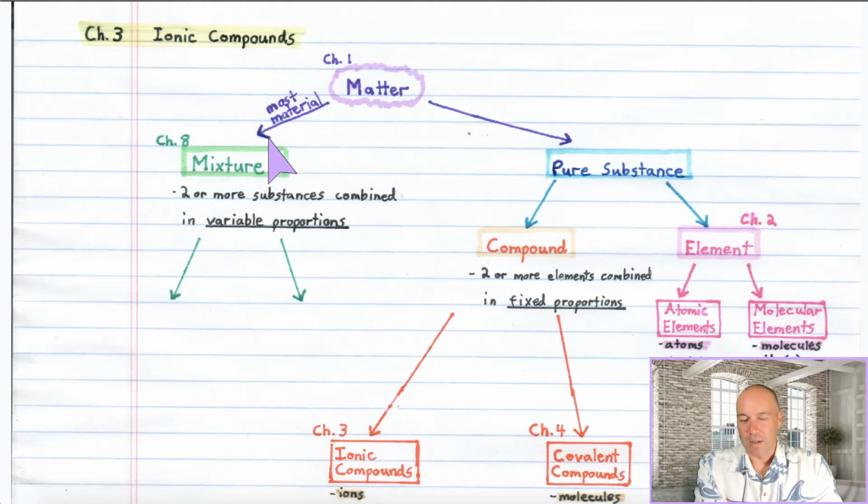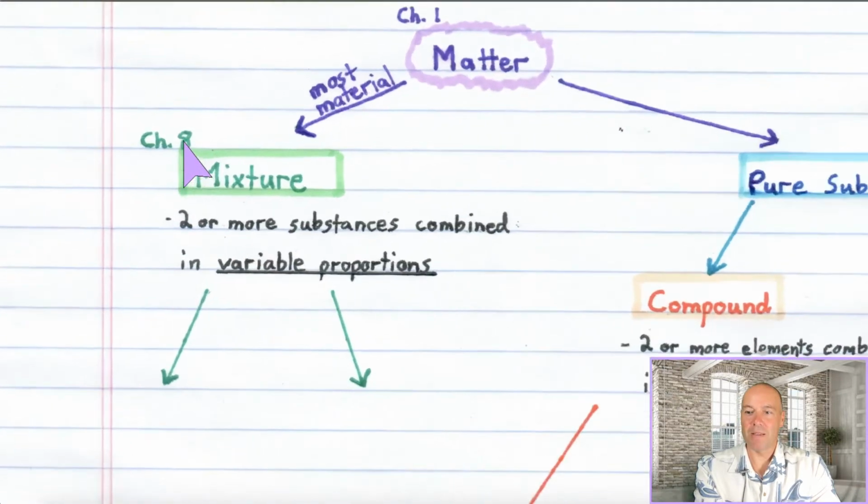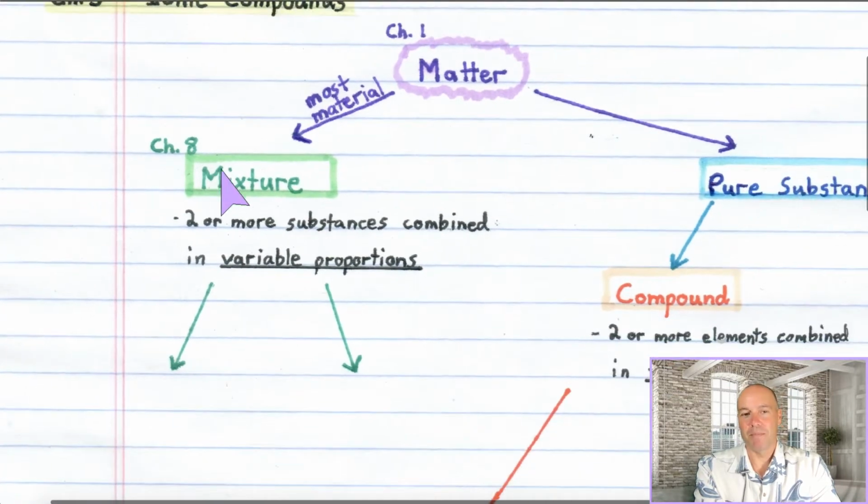If you take dirt, for example, and you take a walk outside, you scoop up a pile of dirt, there are probably hundreds of different substances in the dirt. And mixtures, we'll talk more about them in Chapter 8. Let's recall that mixtures are when you have two or more substances that are combined in variable proportions. So a simple example would be that salt water that we discussed before. There can be lots of salt or a little bit of salt, and the proportions of salt to water can be adjusted to whatever you wish.